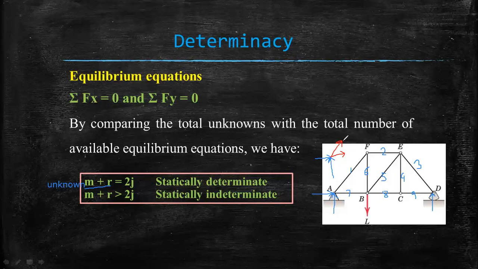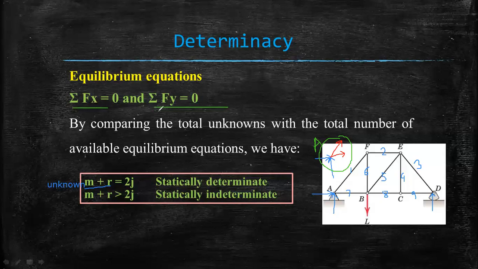We have just drawn the free body diagram of joint A, and you already know how to solve this kind of problem. To solve this kind of problem, we apply the equilibrium equations. What are the equilibrium equations? Sum of Fx equals 0, sum of Fy equals 0. These are the two equilibrium equations.